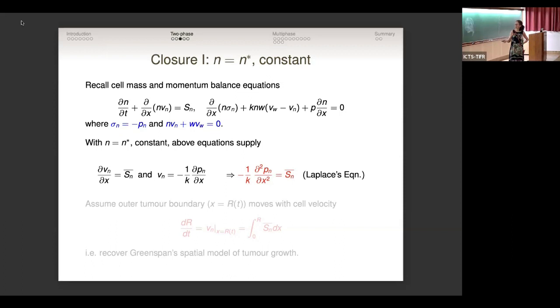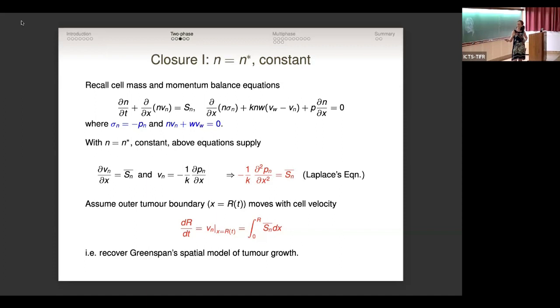Now, as we've said, we assume that our outer boundary, x equals capital R of t, is moving with the cell velocity on the boundary. If you look at this equation here, integrate from x equals 0, where Vn is 0, through to x equals R, you'll get exactly this. Right? And what does that look like? And so this will be coupled to an equation for the nutrient.